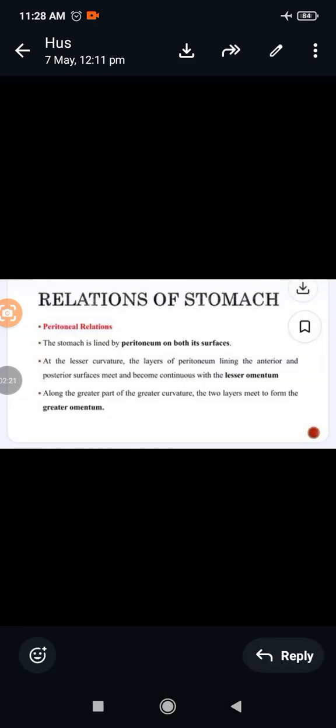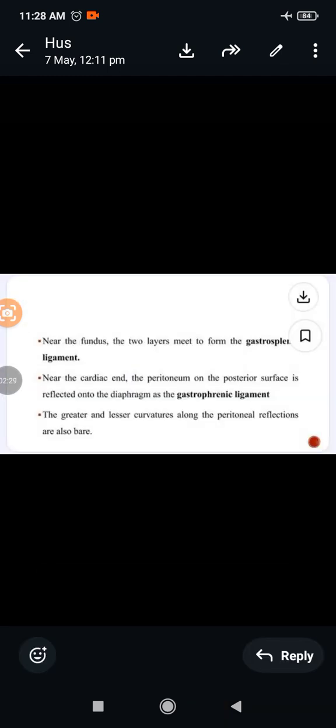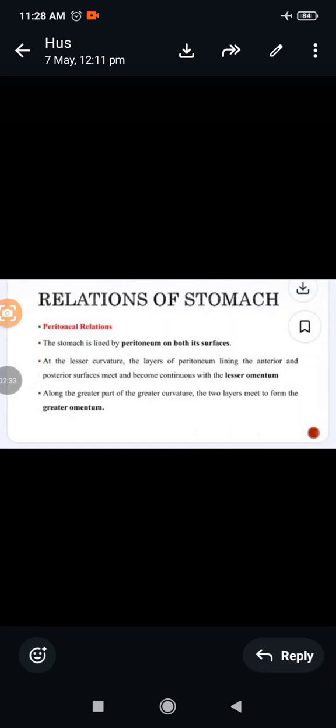Next is the relation of the stomach. The peritoneal relations: the stomach is lined with peritoneum on both its surfaces. At the lesser curvature, the layers of peritoneum lining the anterior and posterior surfaces meet and become continuous with the lesser omentum.